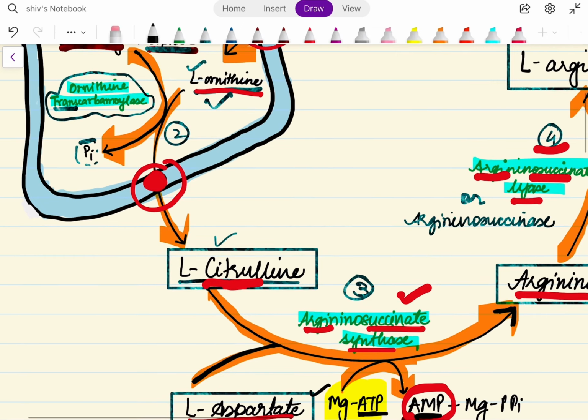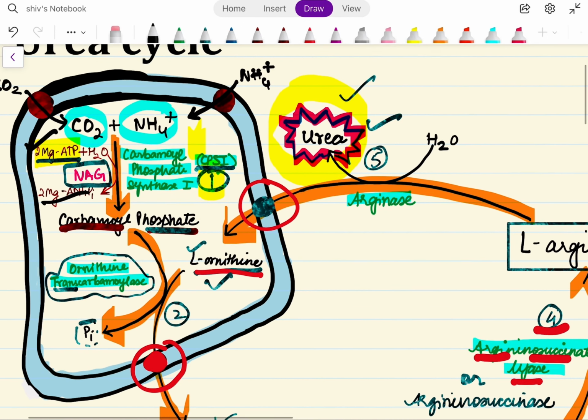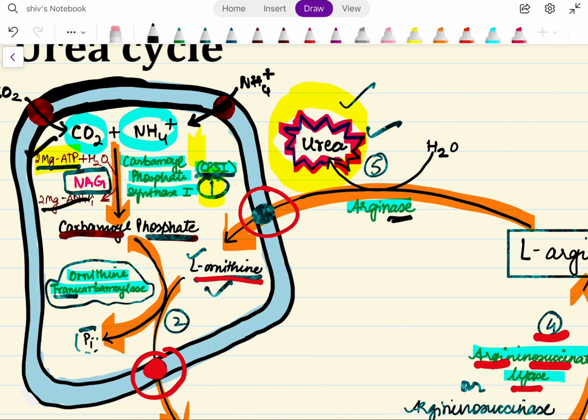Now, winding up everything, this arginase enzyme, as you can see here, a fun fact just to add on, is activated by ions like cobalt and manganese.